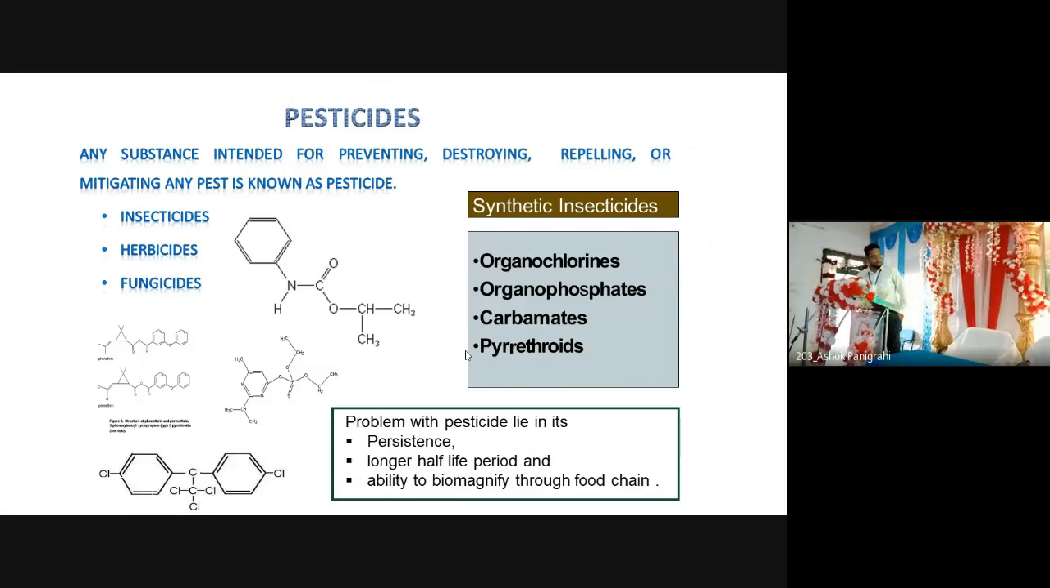Let's hear. We all know what pesticide is. Pesticides are substances intended for preventing, destroying, repelling, or mitigating pests. So what are the problems that we face when we use pesticide? First, pesticides are persistent. Second, because they are persistent, they stay in the environment for a longer life period. And third, because they are persistent and remain in the environment for a longer period of time, they are biomagnified. That is, within a food chain, they transfer from one trophic level to another, and their concentration increases at the higher trophic level.